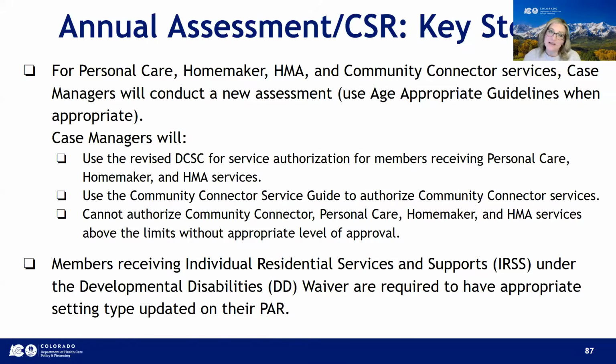All right, so for annual assessments and continued stay review, you've got a couple key steps here. Conduct your level of care screen for CSRs with start dates that are 4/1 forward. This could be at any time after you've taken both of these trainings. Use your age-appropriate guidelines for level of care screen documentation. Complete a new direct care service calculator.